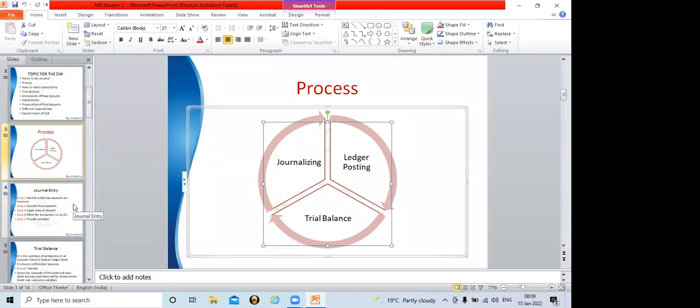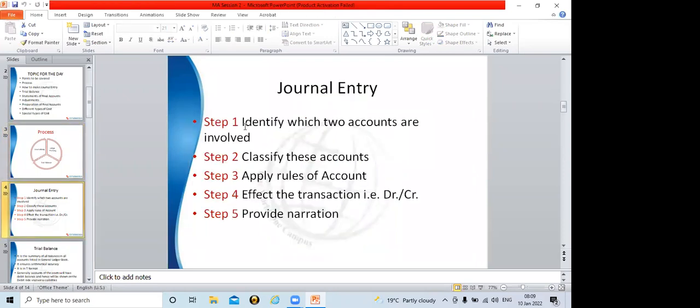Now, in regards to journal entry, these are the 5 steps one will have to go through. Now, I know our batch is a mix of streams. All students are not from commerce background. There are a few students from science background, maybe engineering, a few from pharmacy, and maybe from computer science, BCS, BCA. So considering this mixed group, I am going with the very elementary stage.